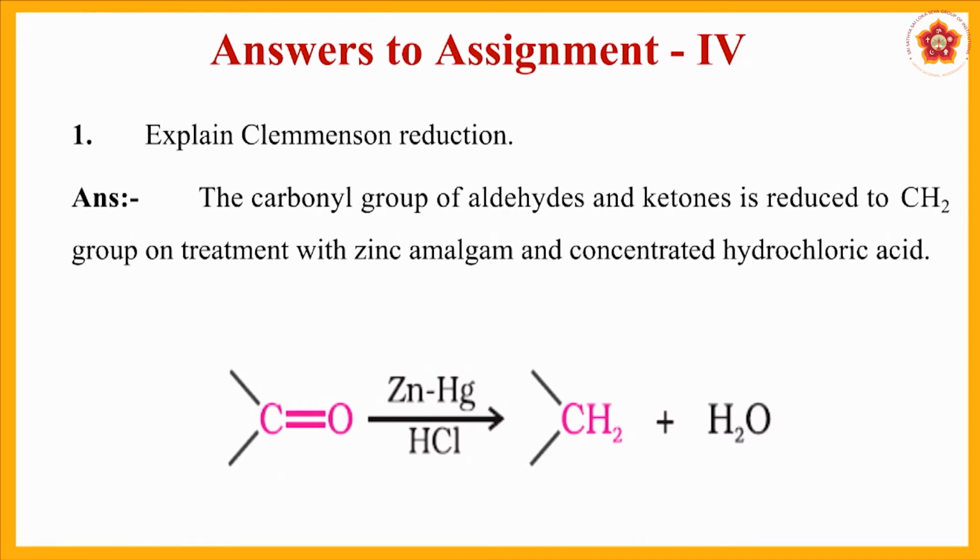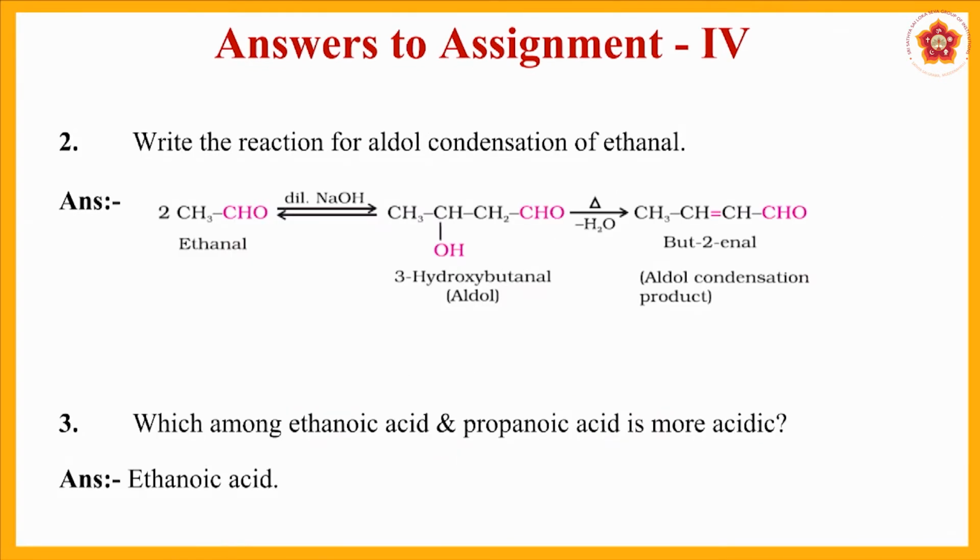The catalyst that is used is zinc amalgam. Amalgam indicates any metal mixed with mercury, and concentrated hydrochloric acid is used as a solvent in this case. The second question was: write the reaction for aldol condensation of ethanol. Ethanol is used here in dilute NaOH solution. We will get the hydroxybutanol compound.